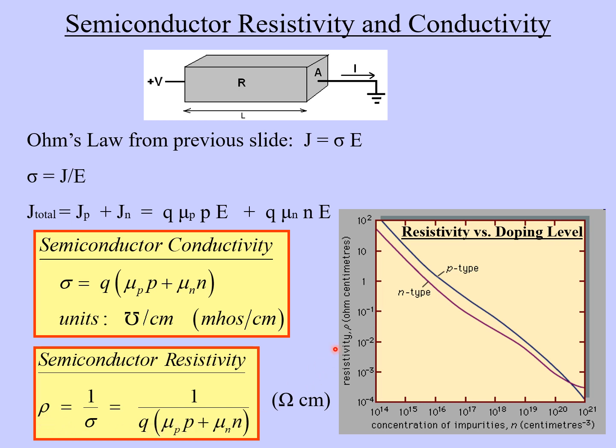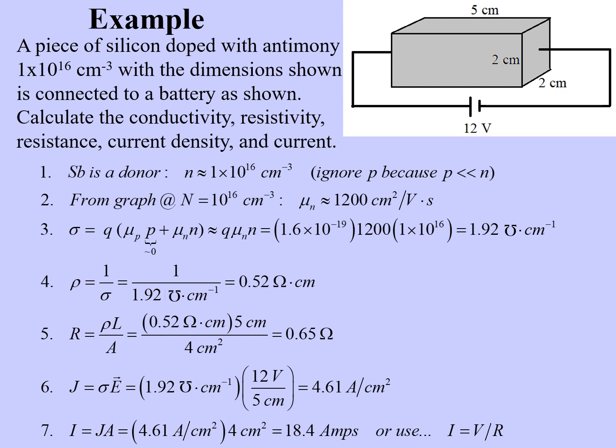So this is a plot showing, we're actually not going to use this one. We're going to calculate these things a little differently, but this is a log-log plot showing the resistivity of a semiconductor as a function of the doping level. And you can see, as we increase the doping level, the resistivity drops lower and lower because of this relationship here.